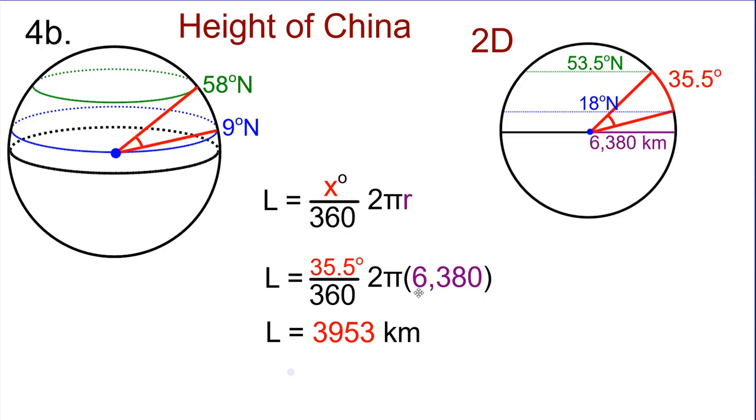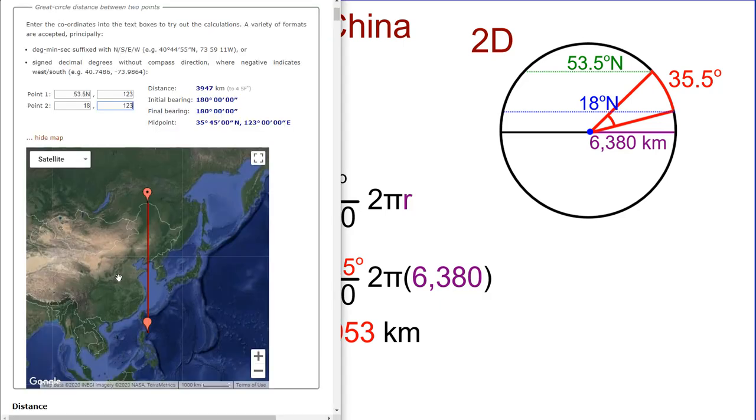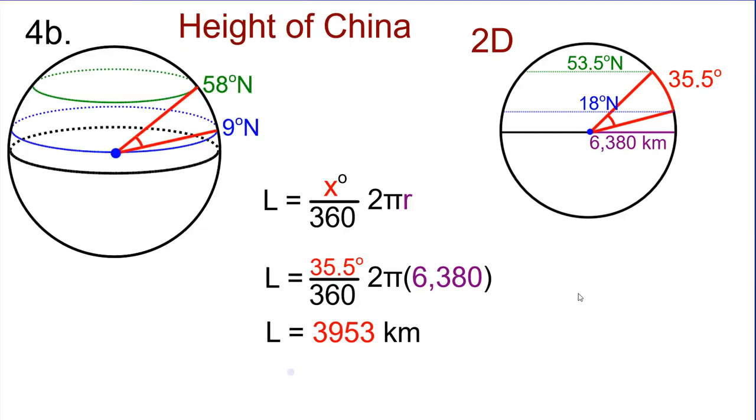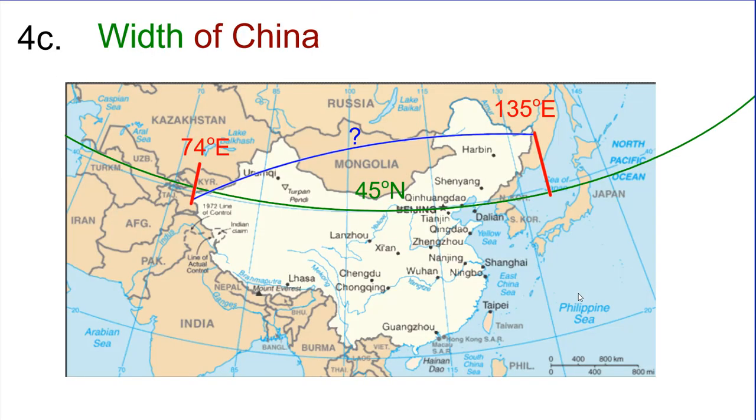So if it would have updated, that slightly lower value would have caused this to be different and would give us the exact value that they got here, because those were lined up exactly along the same line of latitude, which is really cool. Okay, so height of China, we did that. That's actually the easy part.